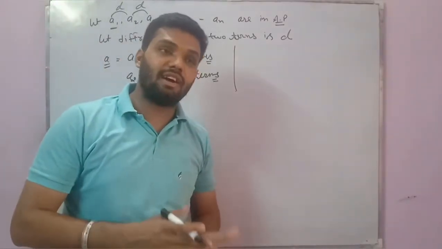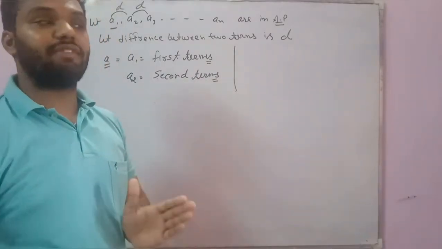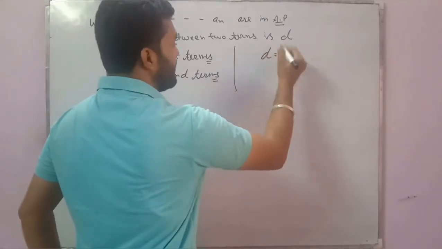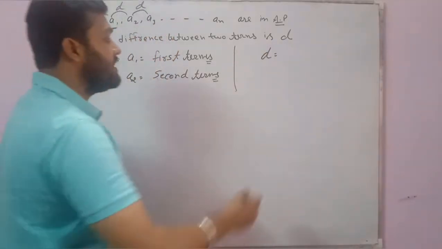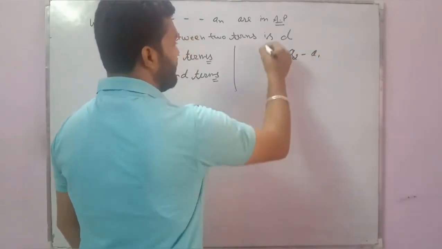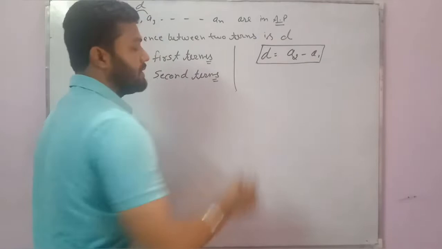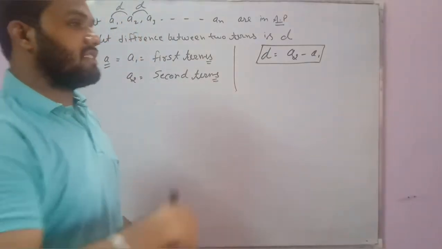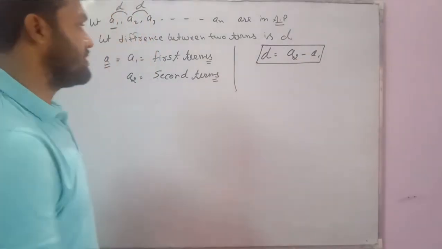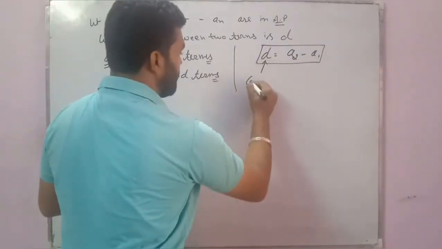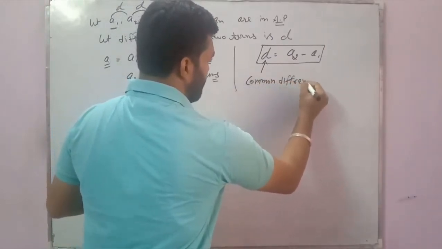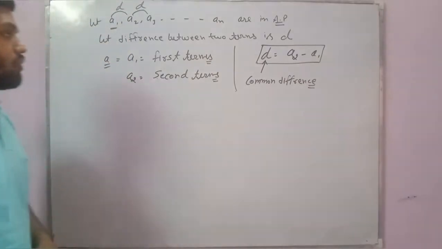The difference between two consecutive terms remains the same. This is called common difference. We denote it by D. Common difference is denoted by D. A2 minus A1 is the difference between two consecutive terms. Succeeding term minus preceding term, second term minus first term. This is called common difference.